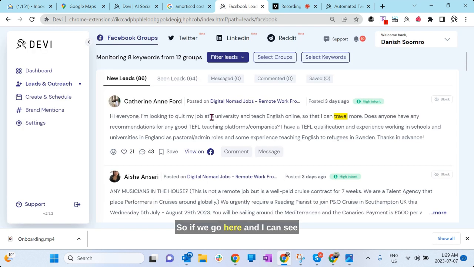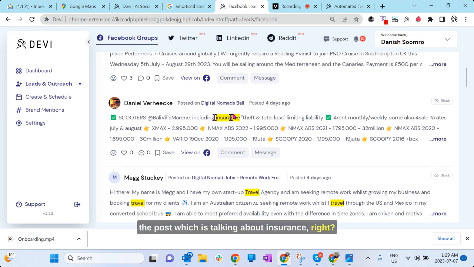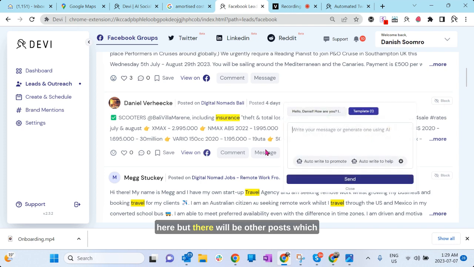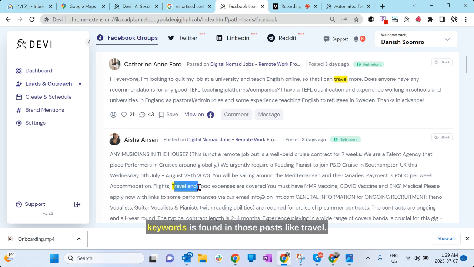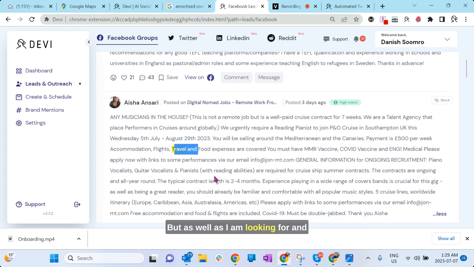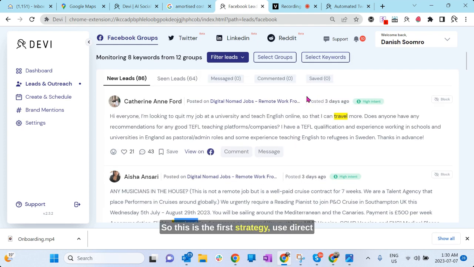If we go here, I can see a post which is talking about insurance. This looks like not a relevant post, so what you can do is block it here, but there will be other posts which will be finding you the leads. One thing I want to share with you about the high intent badge: it means one of your keywords is found in those posts, like travel, and as well as that, the person says they are looking for it and want to buy. This is a transactional intent, so that's why Devi automatically shows you high intent. So this is the first strategy: use a direct keyword, whatever you're selling, the closest direct keyword. Let's go to the second strategy.